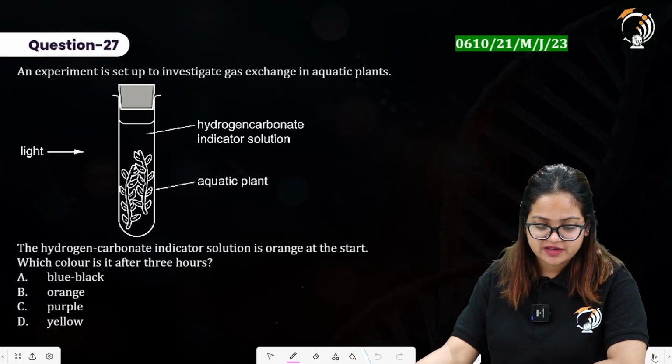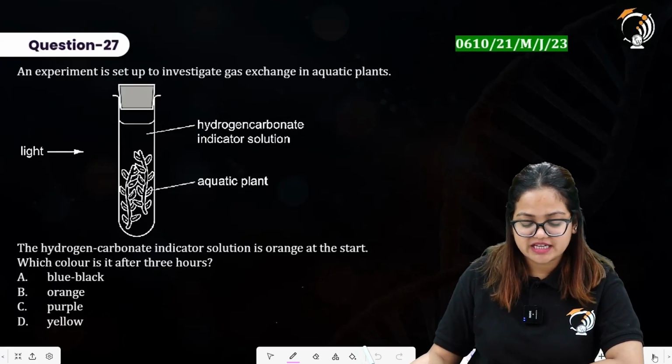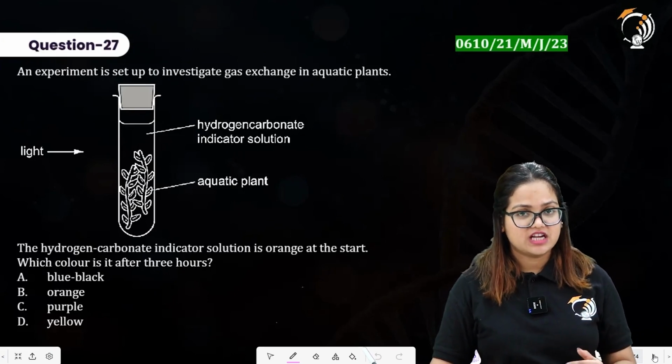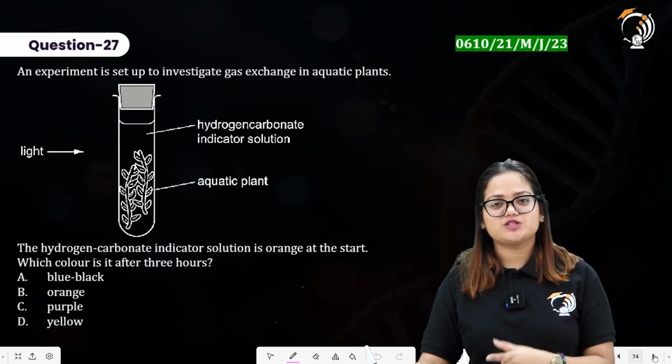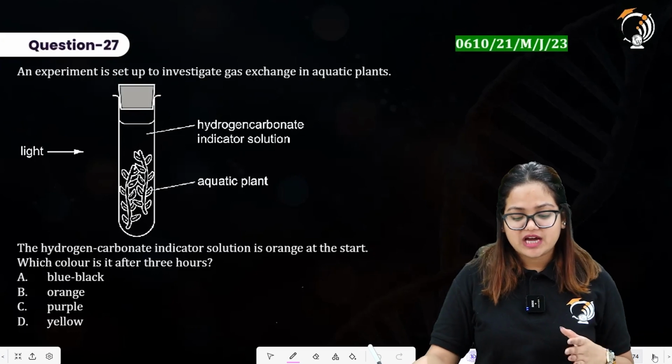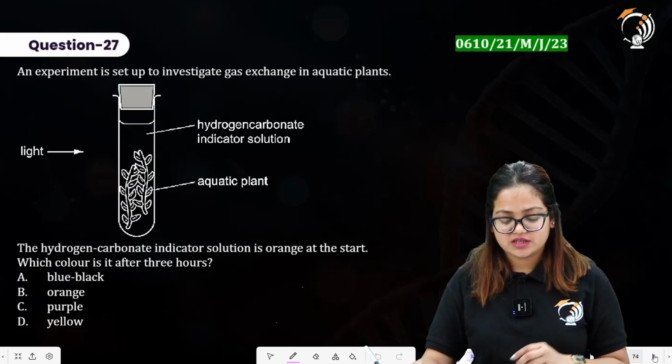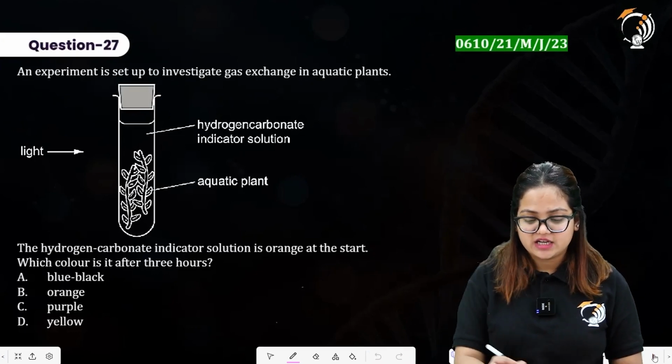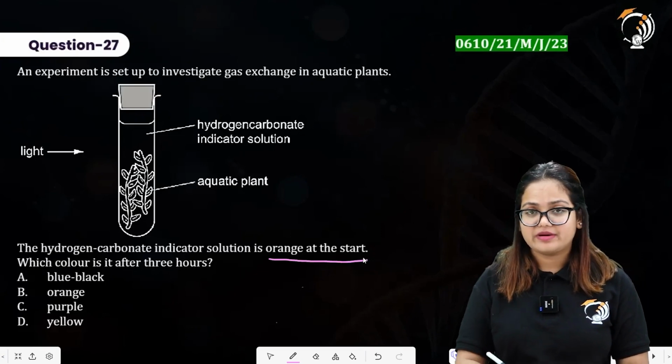Question number 27 here is: an experiment is set up to investigate the gas exchange in aquatic plants. So aquatic plants will also perform the process of photosynthesis. Hydrogen carbonate indicator solution is used, which is orange at the start. So it is having some amount of carbon dioxide in it.